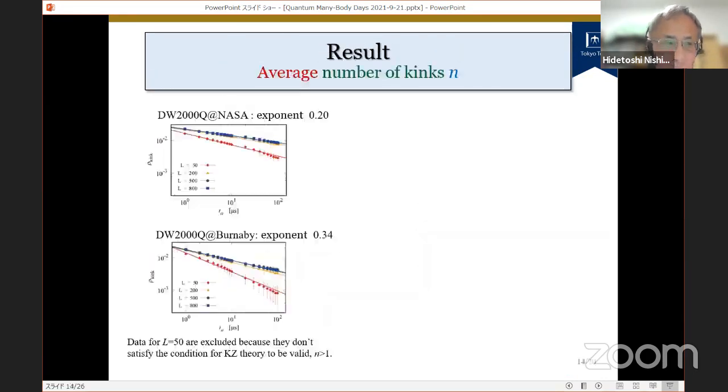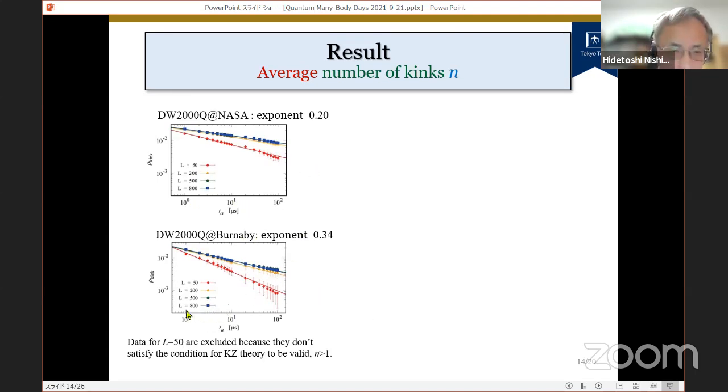So here is the result. We use two machines. One is at the NASA Ames Research Center, and the other is at Burnaby, at the headquarters of D-Wave Systems. This is a log-log plot of the density of kinks, or the number of kinks, as a function of the annealing time. Those straight lines mean a power law.